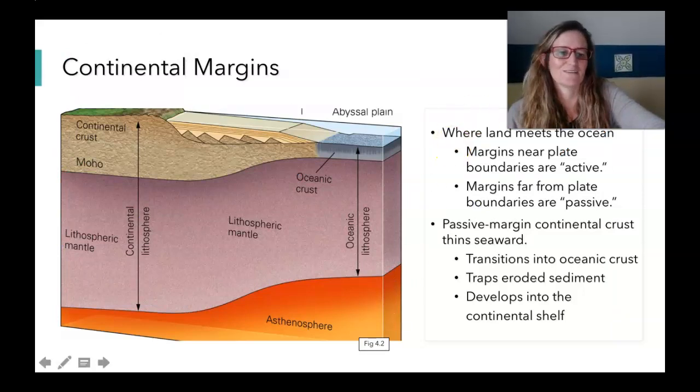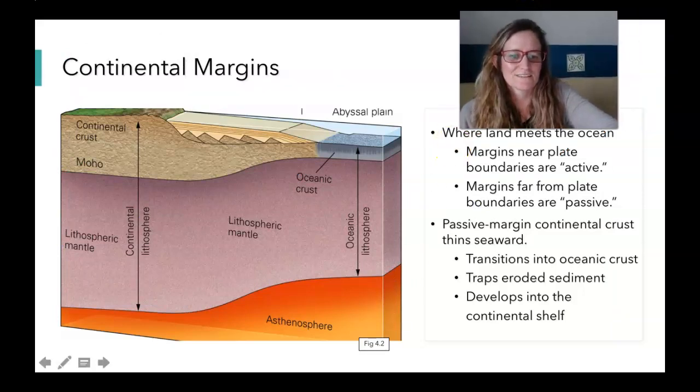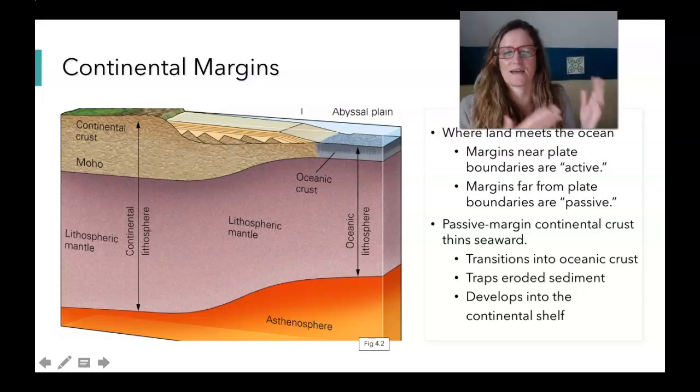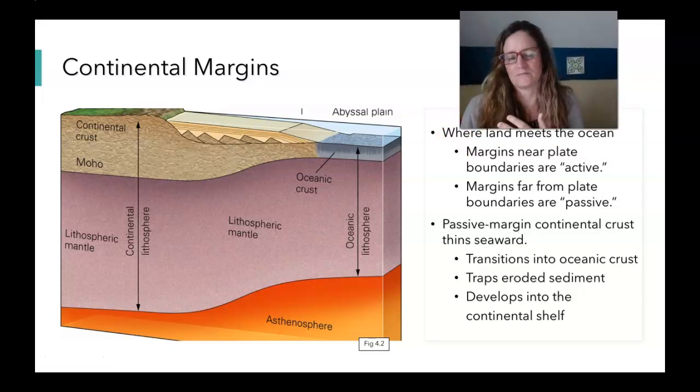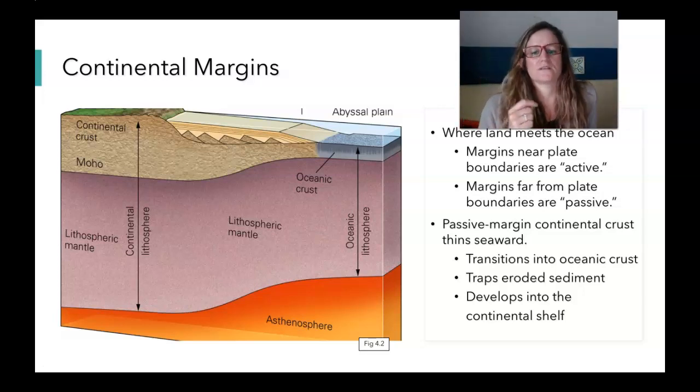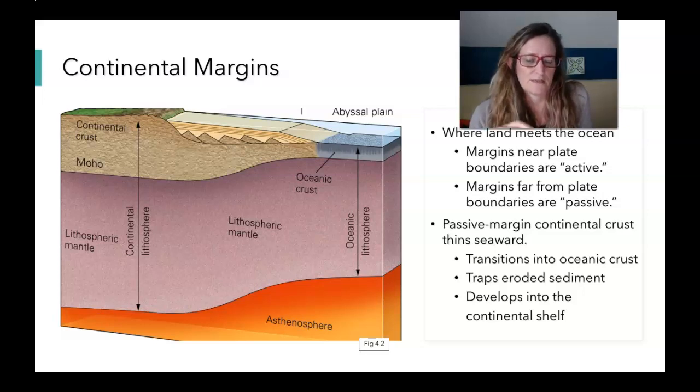Okay, continental margins. The edges of our continents are either going to be classified as active margins or passive margins. An active continental margin is going to be one where there is a plate boundary. So mostly those convergent plate boundaries at the edges of continents are active plate boundaries. Passive margins are like the image here, where it's not at a plate boundary.